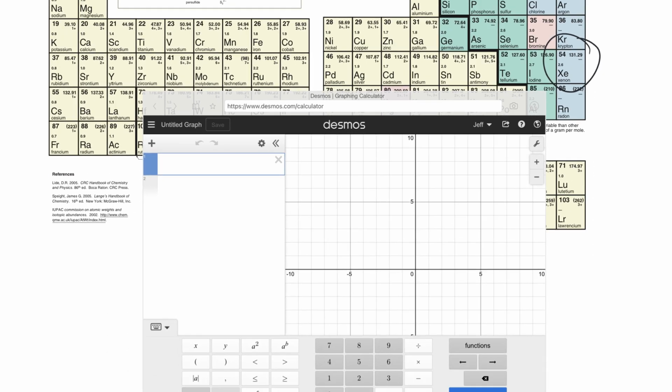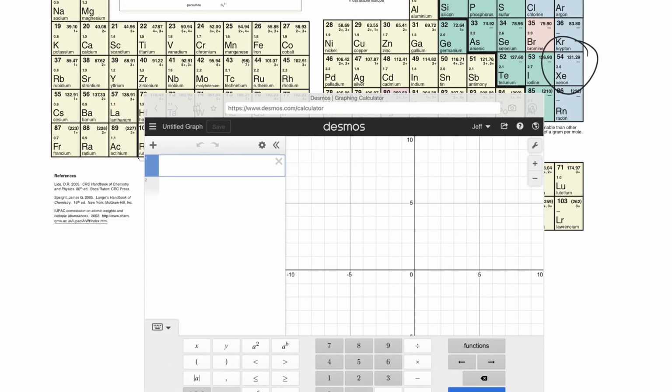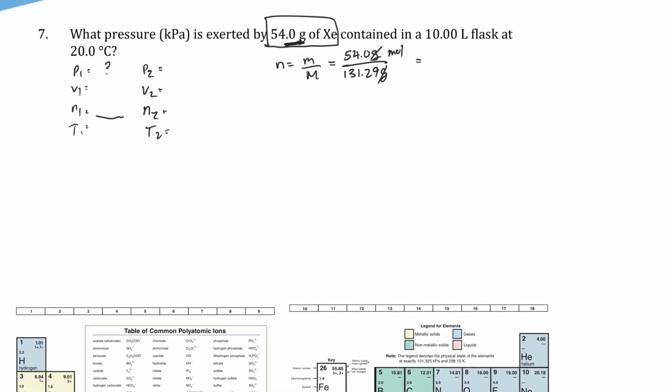Let's do that. 54 divided by 131.29. Okay, 0.4113 moles. Okay, so now I have moles. Volume is 10 liters. And then the temperature is 20 degrees. So to get my temperature, it'd be 20 plus 273.15. So that's 293.15 Kelvin. Okay, again, I'm not changing pressure, volume, or moles, so I don't need these here.